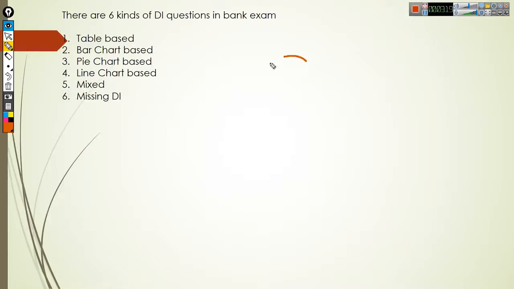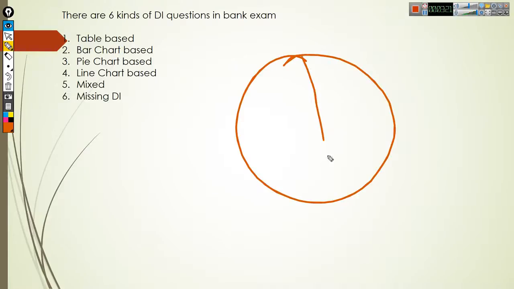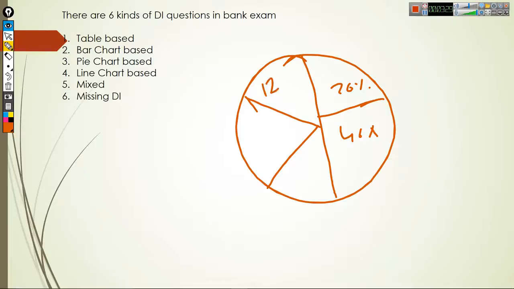And in a pie chart you will get a circle like this, divided like this. So this is 40%, this is 20%, this is 12%, this is 22%, something like this, and this is x%. So this is a pie chart, and I will also tell you how to solve it. Actually, in this video I will take only bar chart based questions, and in further videos I will explain all these types of questions.